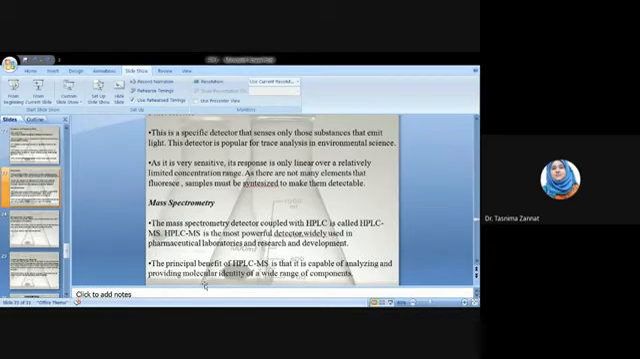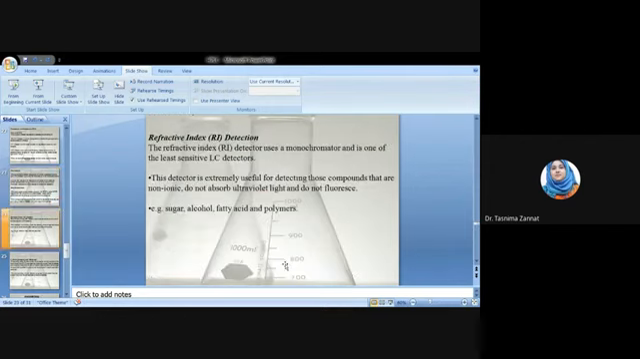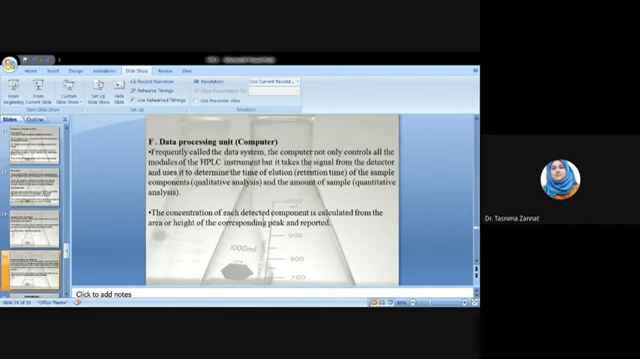And the principal benefit of HPLC MS is that it is capable of analyzing and providing the molecular identity of a wide range of components. বেশিরভাগ কম্পোনেন্ট কিন্তু এটা দিয়ে করা যায়। Now the RI detector is only used for some specific types of organic compounds like sugar, alcohol, fatty acid, and polymers.